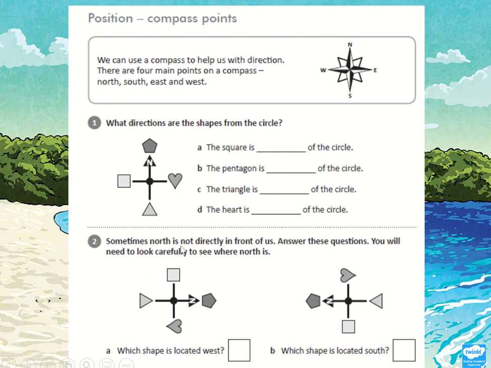Sometimes north is not directly in front of us. Answer these questions. You'll need to look carefully to see where north is. So if there's a little symbol that says N, it signals that that's north. It's up here. So which shape is located west? So if that's north, east, south, west, you'll need to identify what shape it is, and then you can draw it in there or write it in.